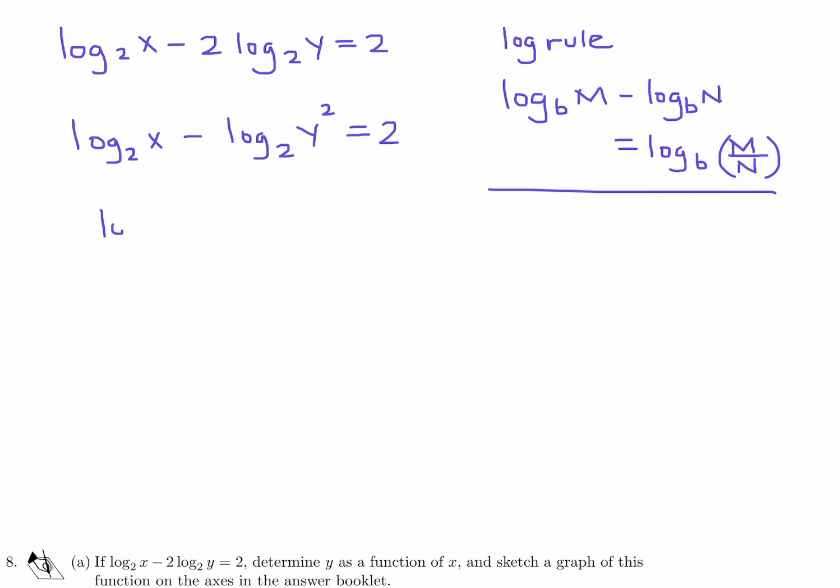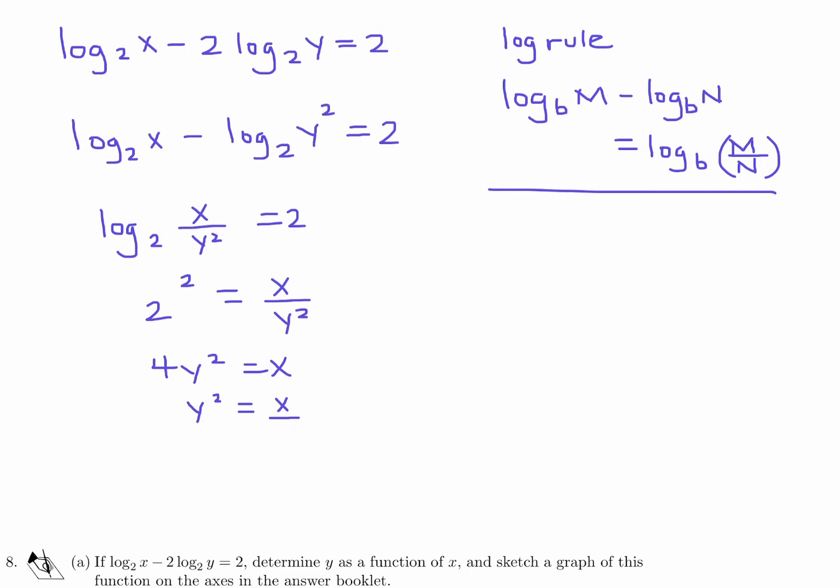So this becomes the log of x over y squared, all to the base 2, is equal to 2. And then the fundamental definition of a logarithm gives us the fact that 2 to the power of 2 is equal to x over y squared, and therefore this becomes 4y squared is equal to x. Isolating for y, y squared is equal to x over 4, and therefore y is equal to plus or minus the square root of x over 4. Or some people might write it as plus or minus the square root of x over 2, which either one is perfectly fine.